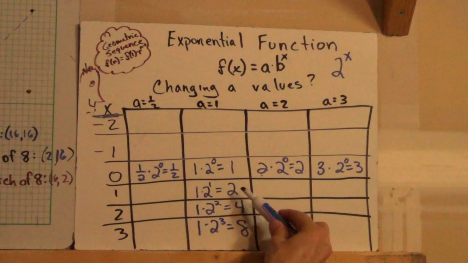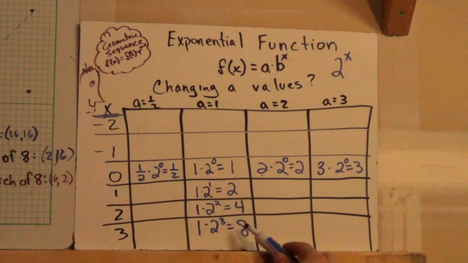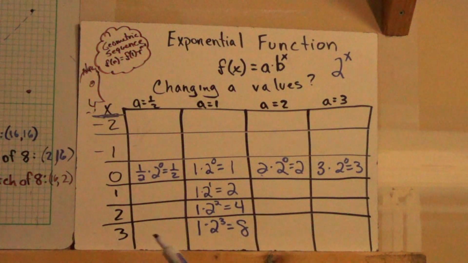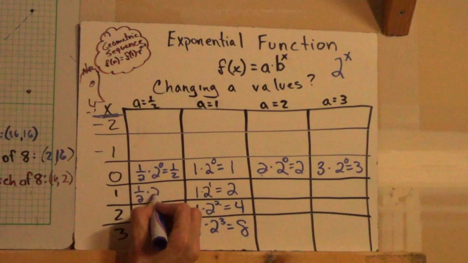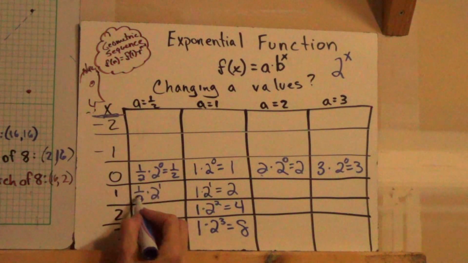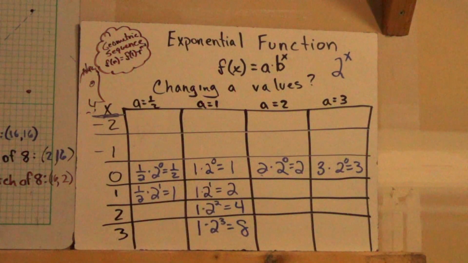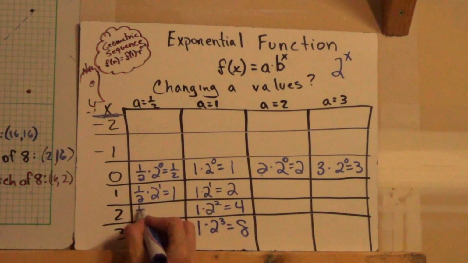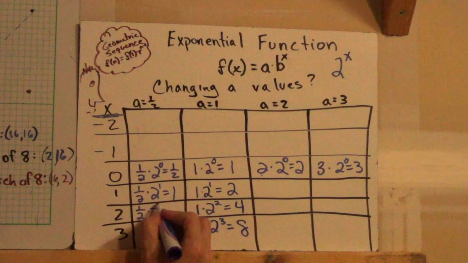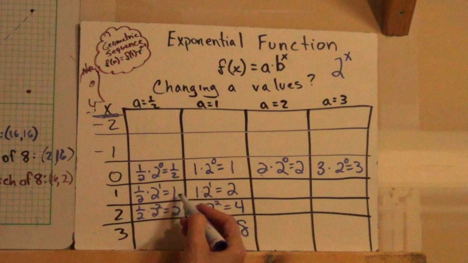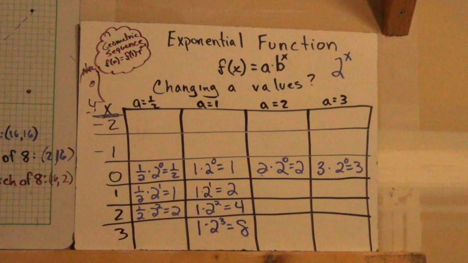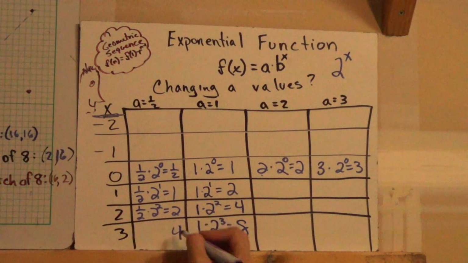So 1 times 2 is 2. 2 times 2 is 4. 4 times 2 is 8. We can plug it back into our formula and figure out that way too. 2 to the first is 2. Half of 2 is 1. 2 to the second is 4. Half of 4 is 2. So do you see here how you're still multiplying by 2? Your 2 is your growth factor. So this will be 4.